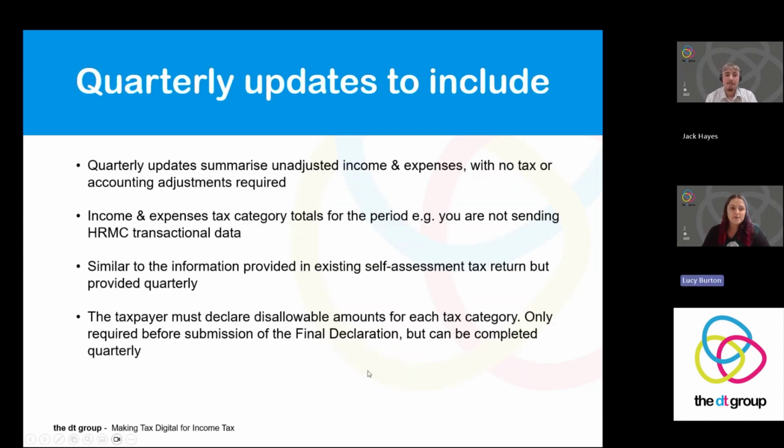In terms of the quarterly updates, what information should be included? So I've kind of alluded to this already, but quarterly updates summarize your unadjusted income and expenses. No tax or accounting adjustments are required. So in quarter one, you don't need to put through any adjustments if you don't want. And then quarter two, you can start putting through adjustments. Again, if there's an adjustment that needs to be done because you didn't maybe put through an expense or an income from quarter one. But there's no requirement between 1 to 4 to do the adjustments.